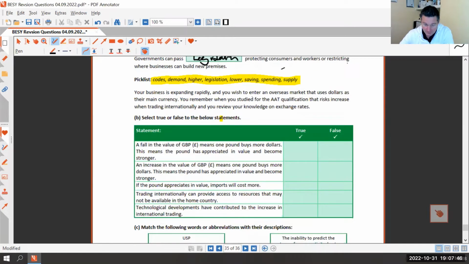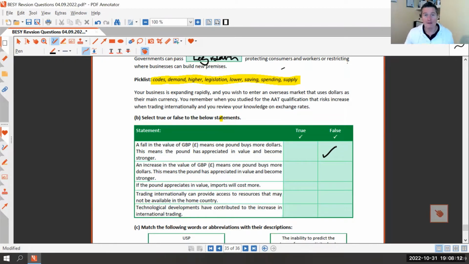So a fall in the value of the pound means £1 buys more dollars. This means the pound is appreciated in value and becomes stronger. Is this true or false? Well, if the value of the pound has fallen, that is actually false. So you'll get less dollars per pound because the value of the pound has fallen, as did happen not so long ago.